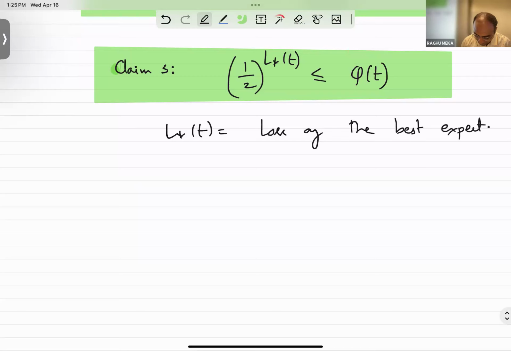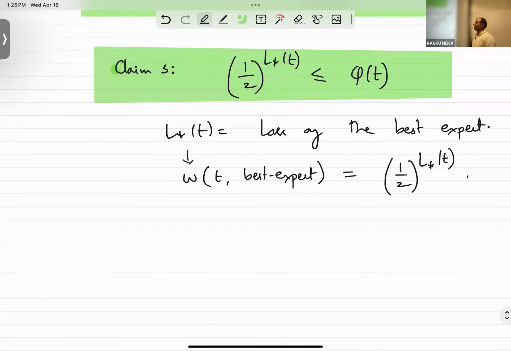So if this is the person's loss, then the weight of the best expert at time t is exactly this much. If I made 10 mistakes, my weight would be 1/2 raised to the power 10. If I made 100 mistakes, it's 1/2 raised to the power 100. So that's it. One expert at least has this much weight, and phi of t, the sum of all the weights, is at least lower bounded by this.